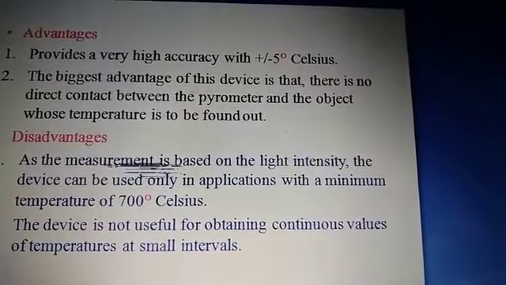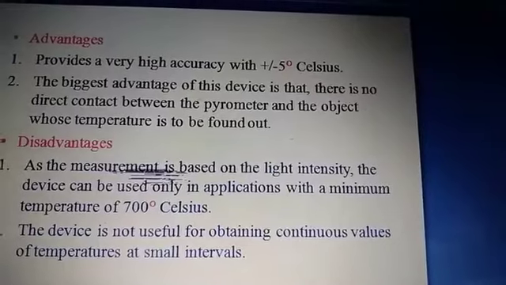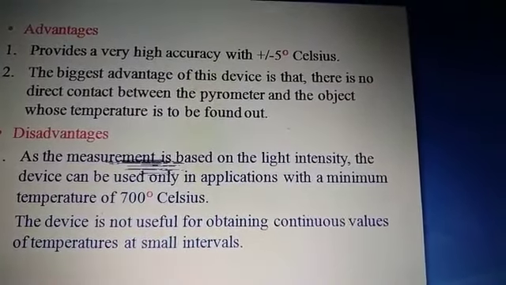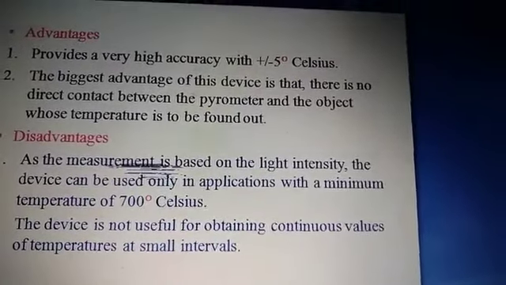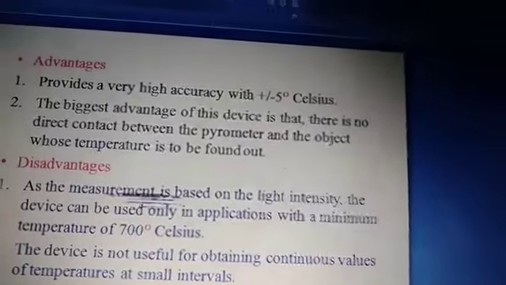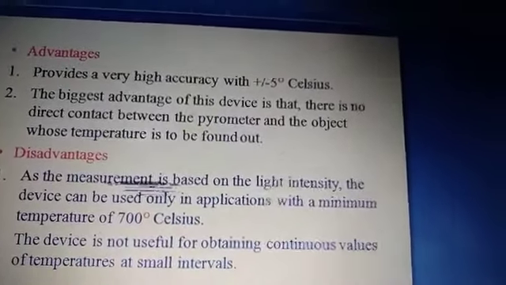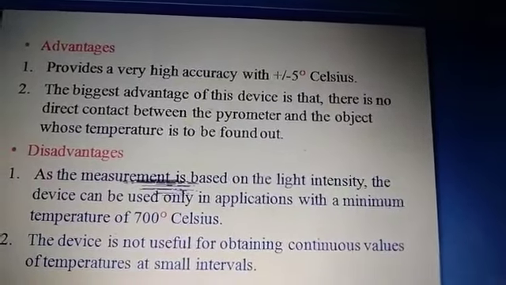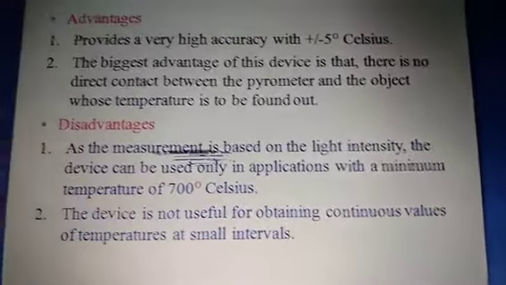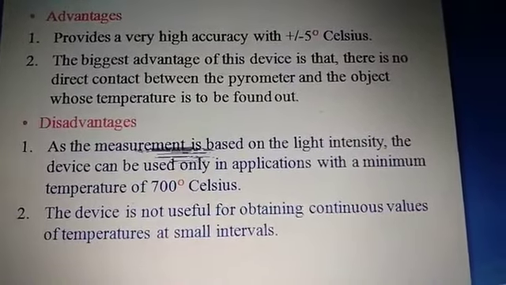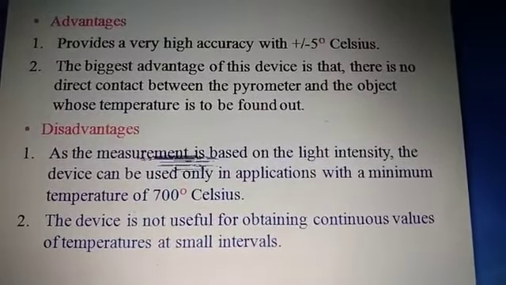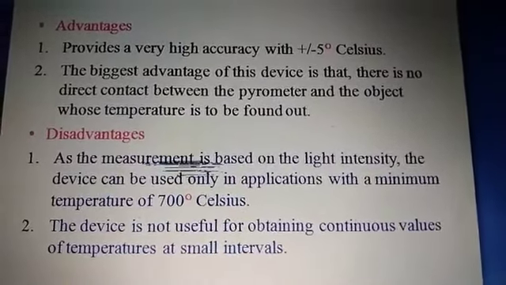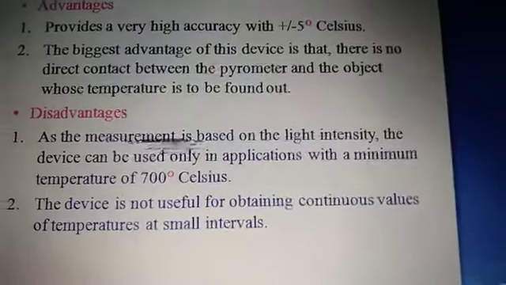As the measurement is based on light intensity, the device can be used only in applications with a minimum temperature of 700 degrees Celsius. If you are measuring light intensity, it requires a minimum temperature of 700 degrees centigrade, and below that the visibility does not appear clearly. This is the reason it measures only above 700 degrees. And to measure continuously in a controlling process, you observe manually only. An automatic process is not at all involved.